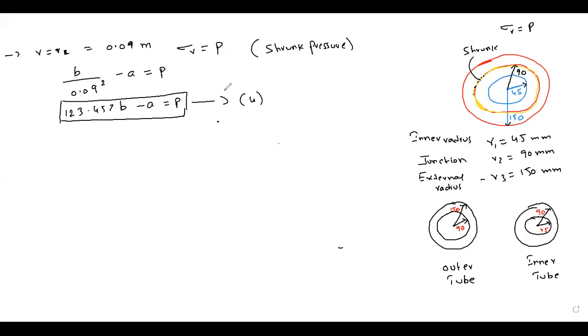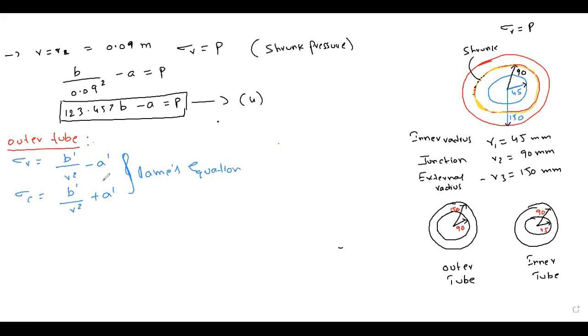In the same way, let's write for the outer tube. Same derivation. So what is it for the outer tube? Use your Lame equations. What are the Lame equations? Sigma R is equal to B dash by R square minus A dash. Sigma C is equal to B dash by R square plus A dash. These two are Lame equations for the outer tube. Why? Because here the constants will vary. Why are they varying? Because the radii are different.